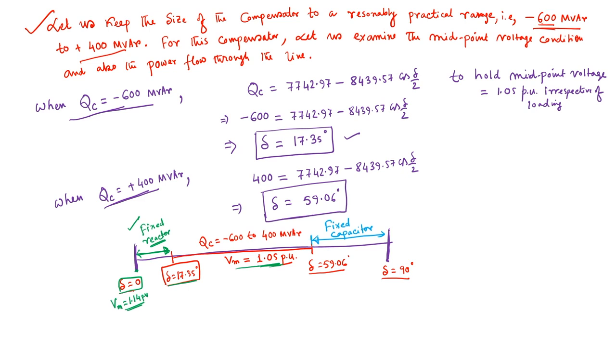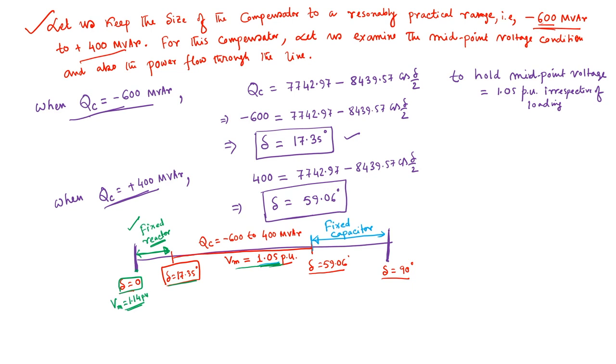Thereby, when we have a fixed capacitor at the midpoint, it will definitely mitigate some sort of undervoltage, but it cannot guarantee that the midpoint voltage will always remain constant at the desired value. In this problem, we consider that the desired value is 1.05 per unit.